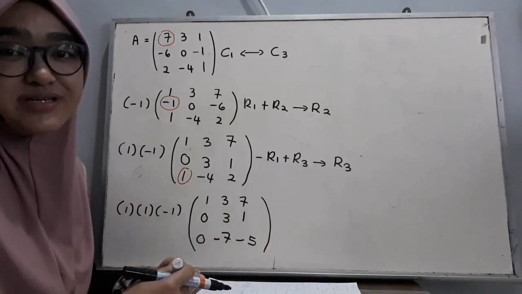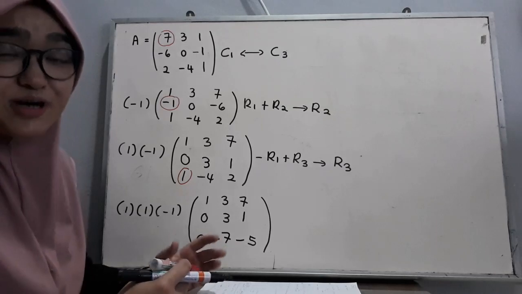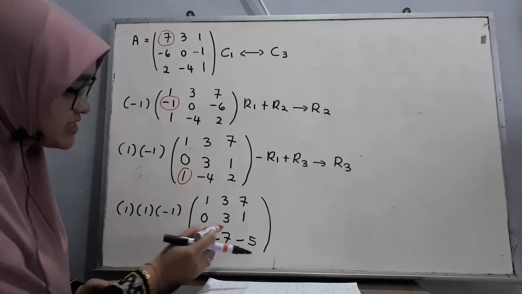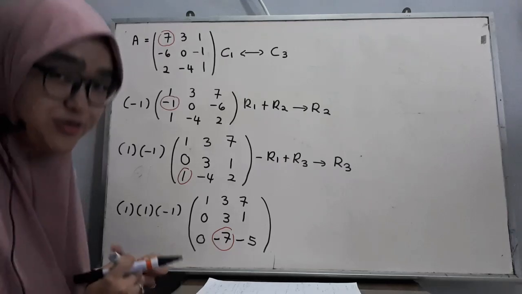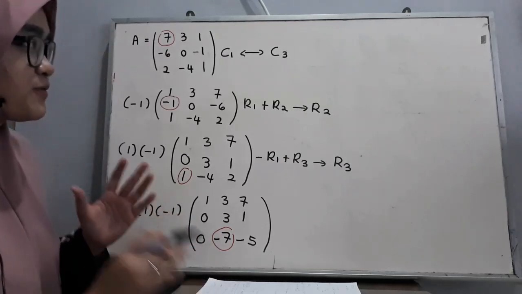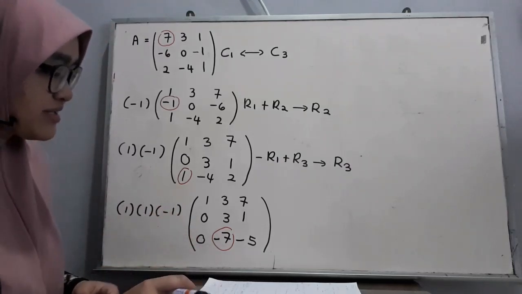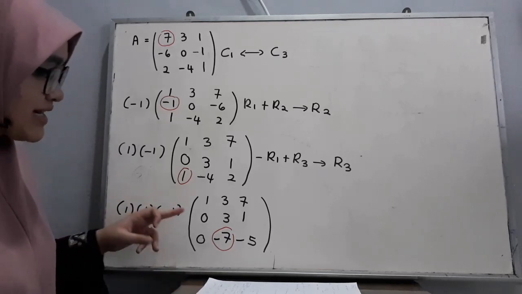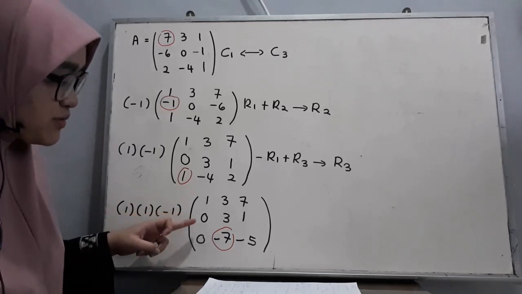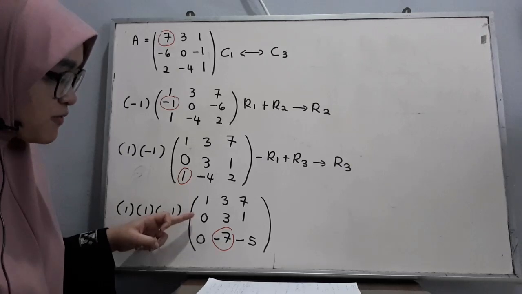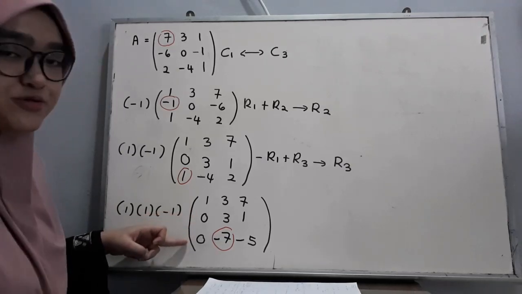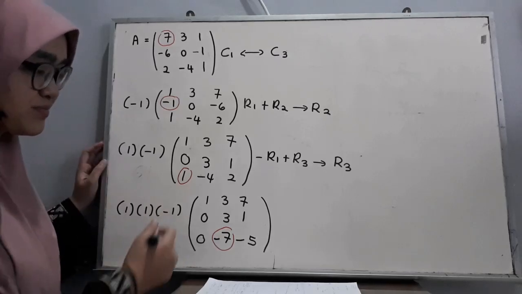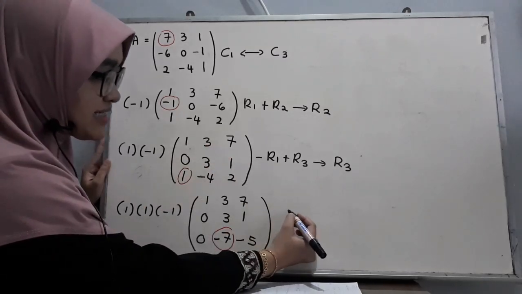Can you guess what is our next target? So our next target is to change -7 into 0. So what we can do is that we can multiply the second row by 7 over 3 and plus with the third row to change third row. The equation is like this.